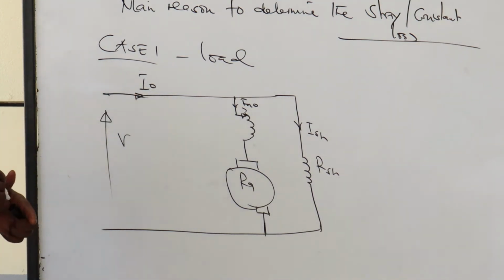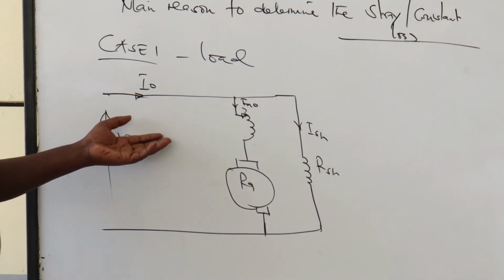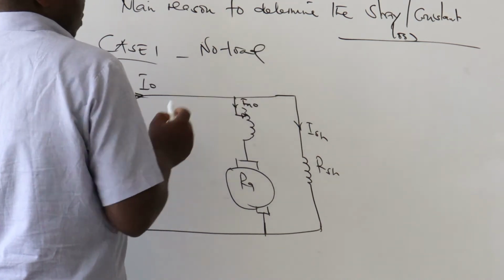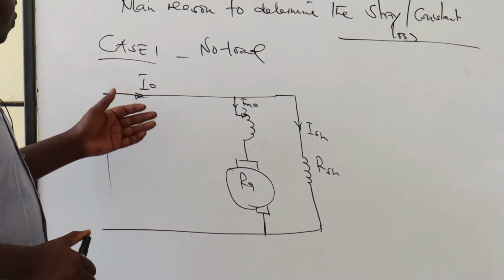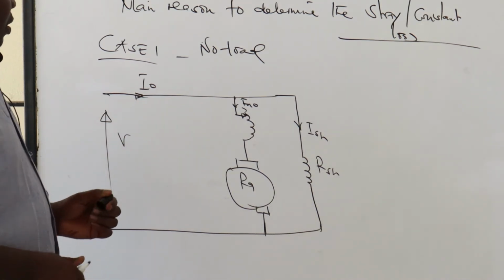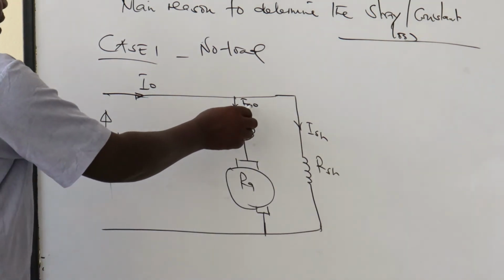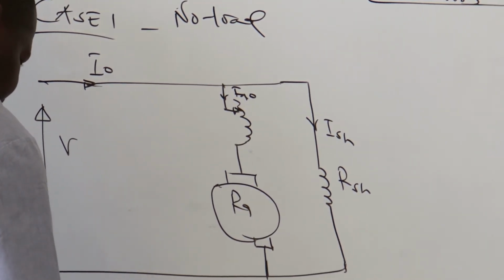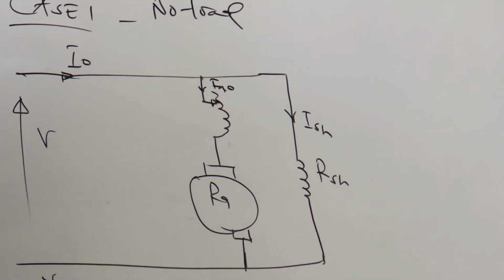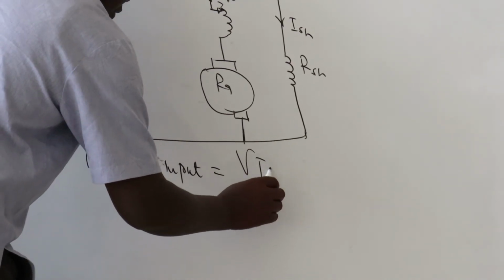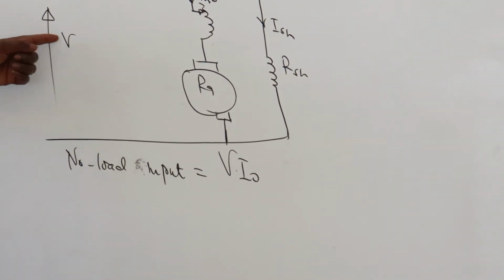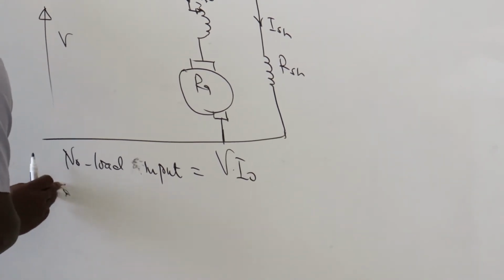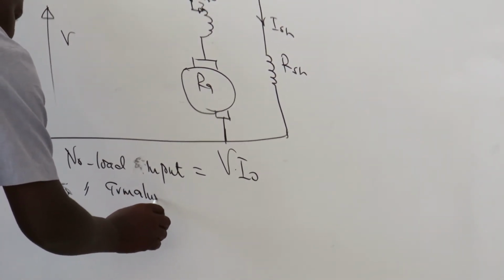So this is the circuit at no load. We run the machine at no load. Case 1, no load. So what do we need? We need to know the field current that is passing here. We need to get the no load power. The no load input will be given by the voltage times the no load current. That is the input getting to the system, right? So once we get that, we also need to get the no load armature current.